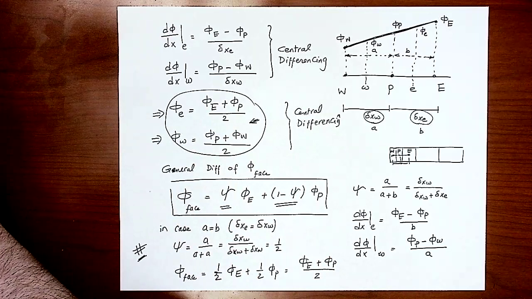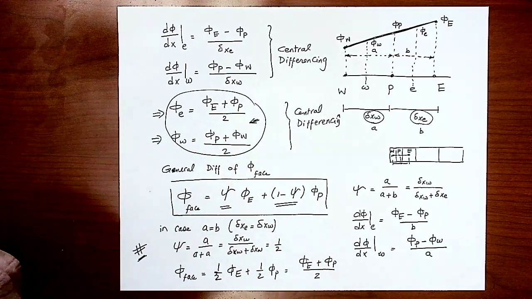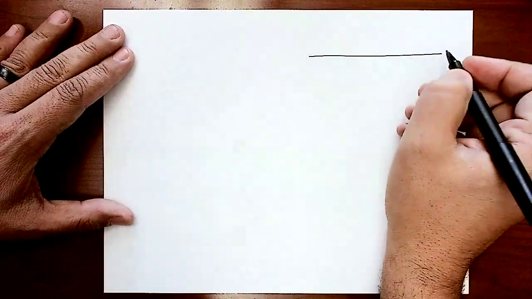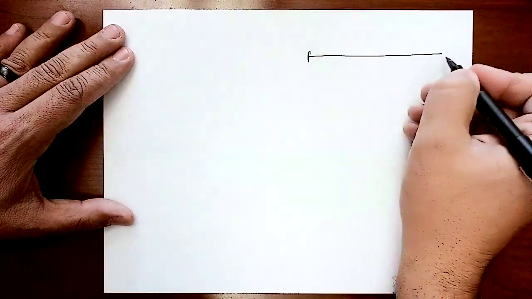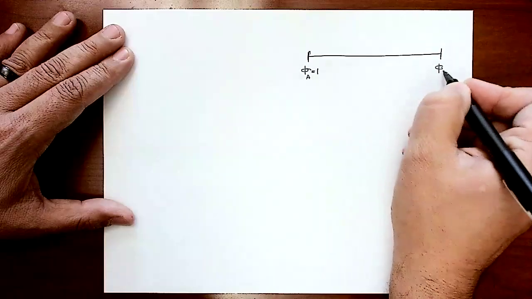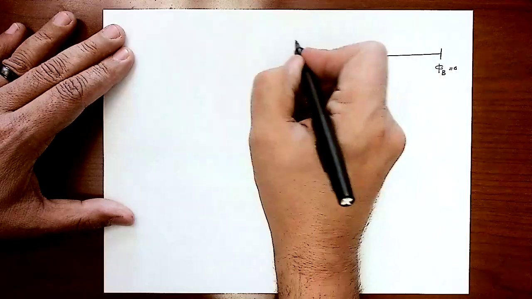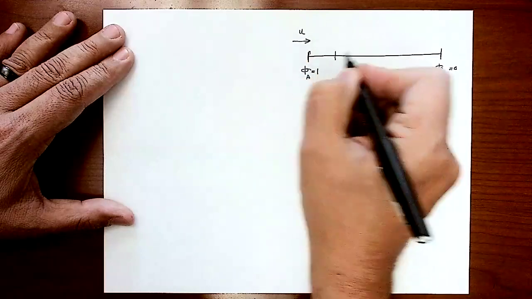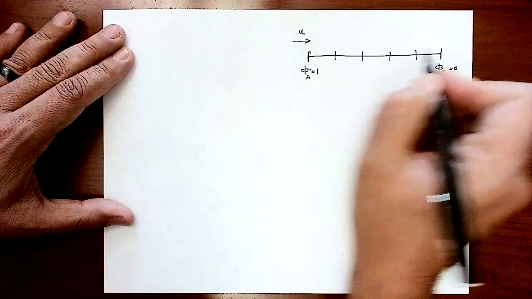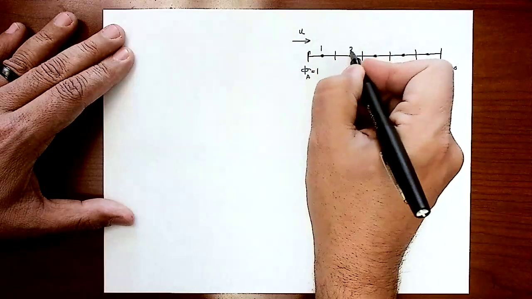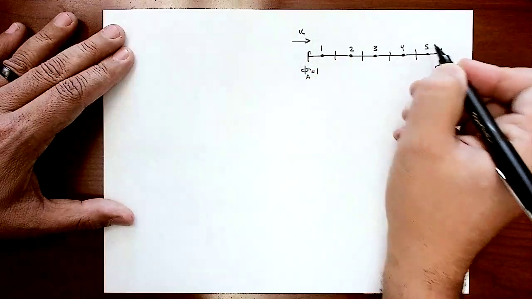So far, we went through an example. We had a flow problem with a one-dimensional domain, starting with the boundary condition that phi is equal to 1, and phi at the end B is equal to 0. Then there was a velocity going this way, and we divided that domain into 5 equal cells. We defined the nodes 1, 2, 3, 4, 5.